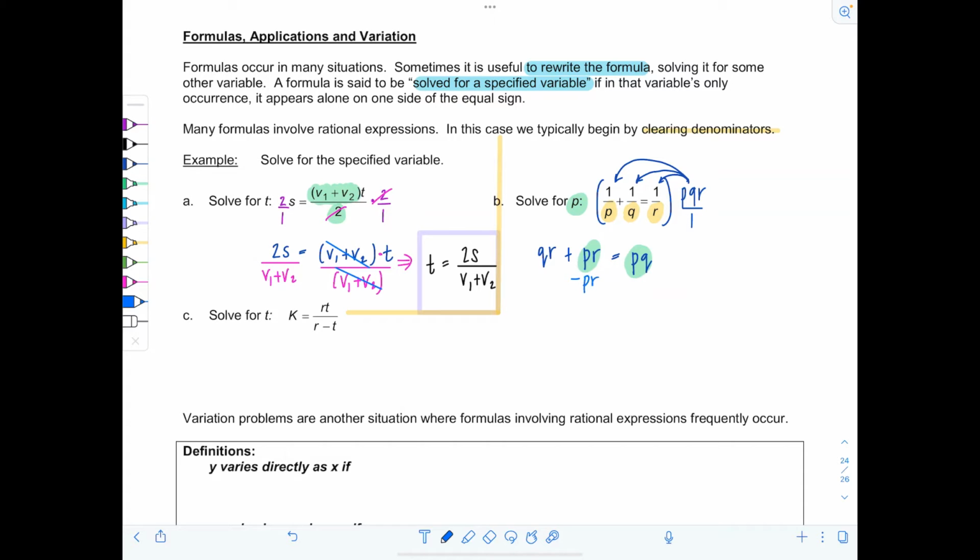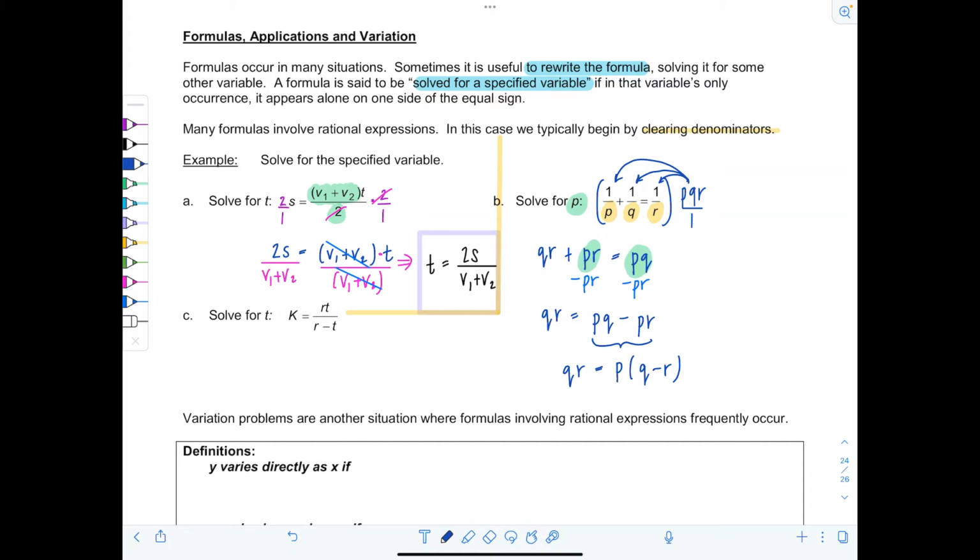So I'll subtract PR. And now I have QR equals PQ minus PR. And the reason we do this is now all the terms that have P are on the right. I can factor P out of both terms on the right-hand side and I'm left with Q minus R. And this is all equal to QR.